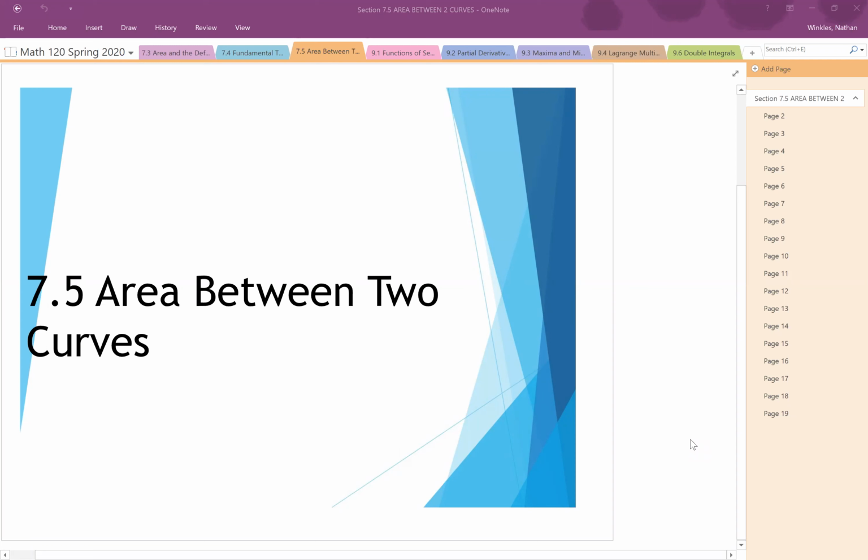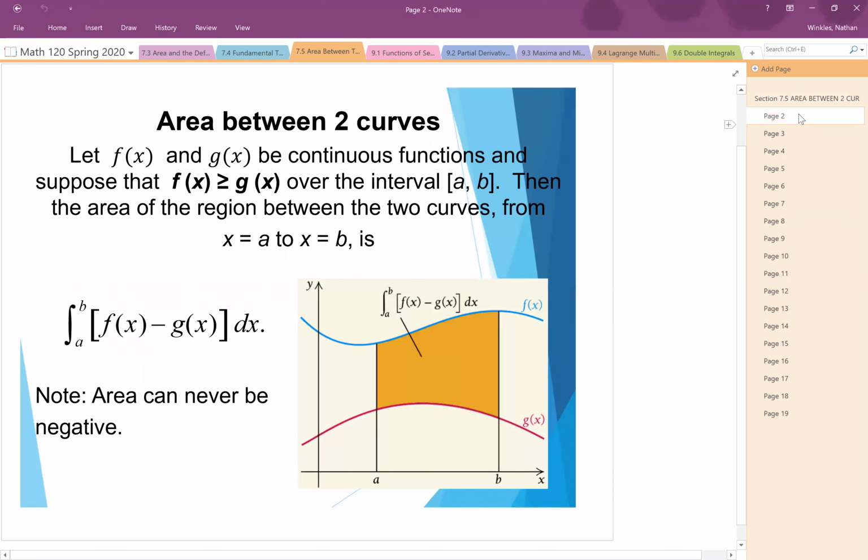All right, so we're going to be going through section 7.5. This will be one of the sections that we will be covering on Wednesday of this week, which will be April the 1st. So this is area between two curves. In order to do this, it's very similar to what we've already been doing. In fact, we've really already been doing this.